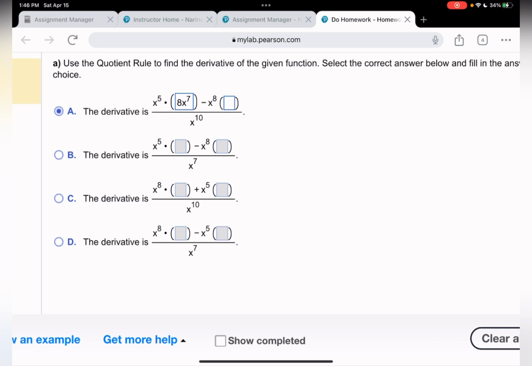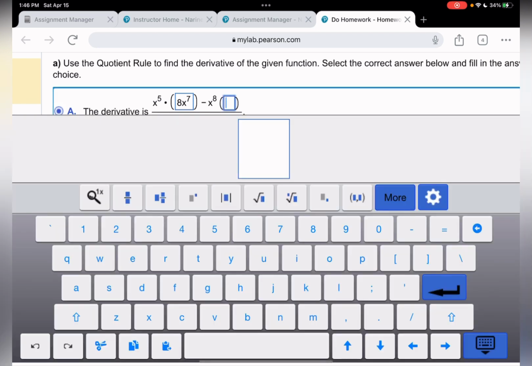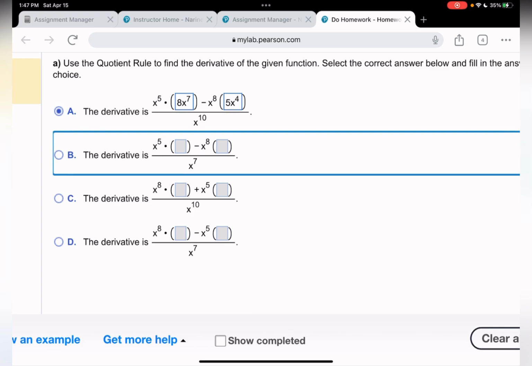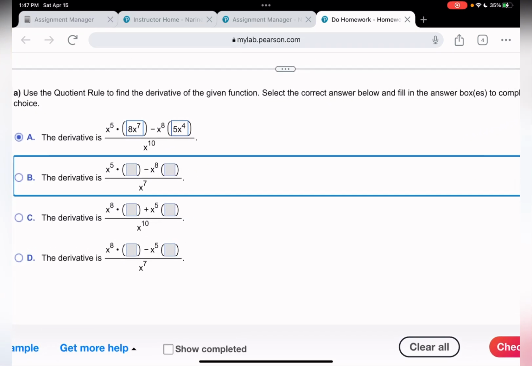Okay, and the second one, we have x to the 8 and we have to take the derivative of x to the 5, which is going to be 5x to the power 4. I recommend also taking a picture so you can understand what I am doing here, or if you followed me and took notes, then you will know what I'm doing.